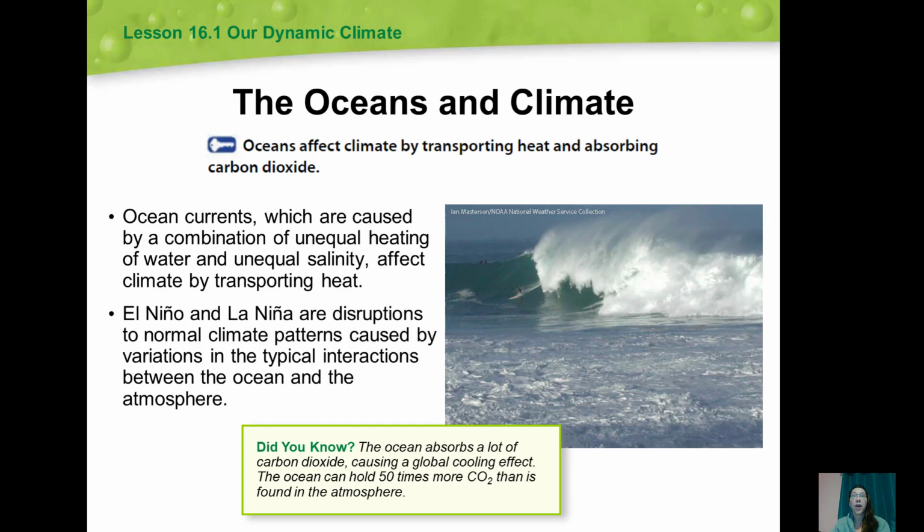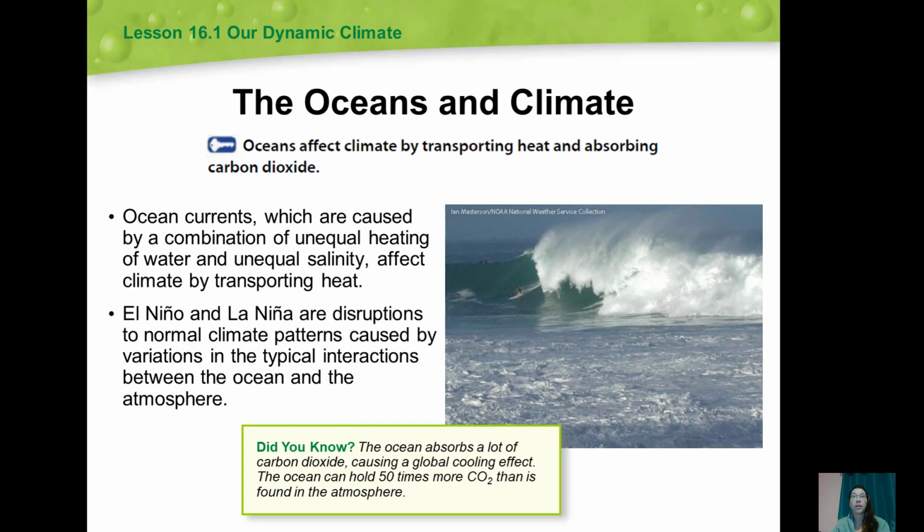We have thermohaline circulation. That's when cool water generally has a greater density than warm water. Saltier water is denser than water with lower salinity. Therefore, warmer, less salty water moves along the surface of the ocean, and colder, saltier water moves deep beneath the ocean's surface. This pattern is called thermohaline circulation.